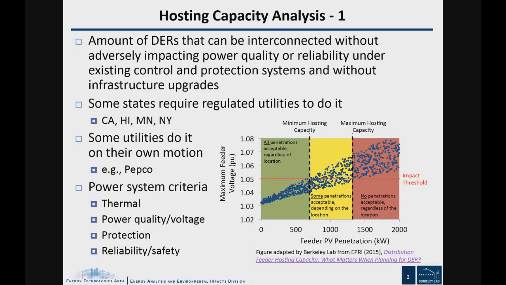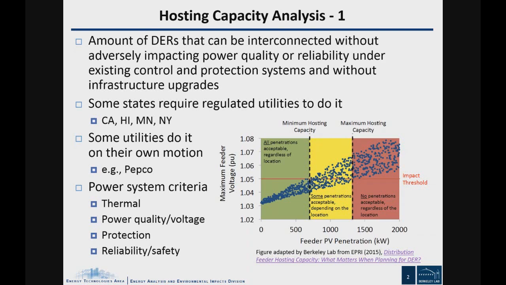You can see this graph that shows the range of hosting capacity for overvoltage violations for this example. Green means go. Green means all penetrations are acceptable, regardless of location. Yellow means some penetrations are acceptable, it depends where. And red means just no. Hosting capacity is often just for solar PV, but can also include storage and other distributed resources, as the California utilities are doing. Next slide, please.